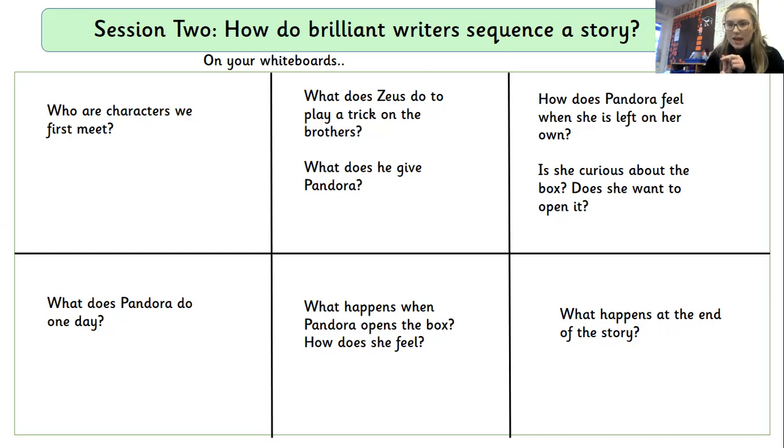Don't worry too much if you can't spell it. I think it's really hard to say personally. So you could always just write two brothers. And then we need to write the name of the god who is Zeus.